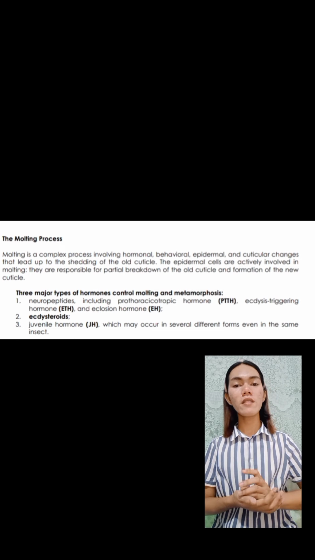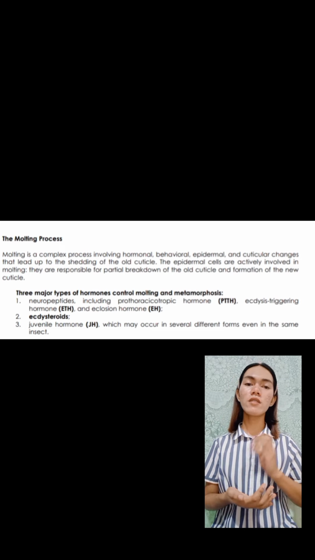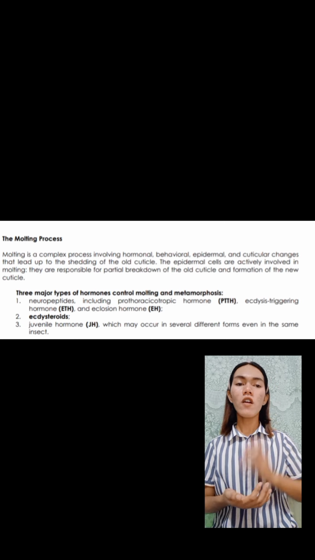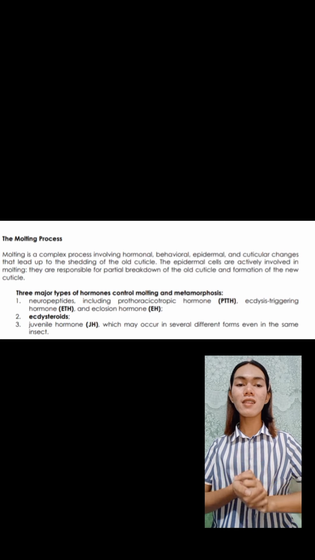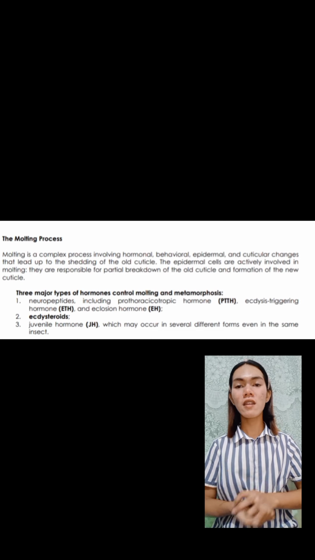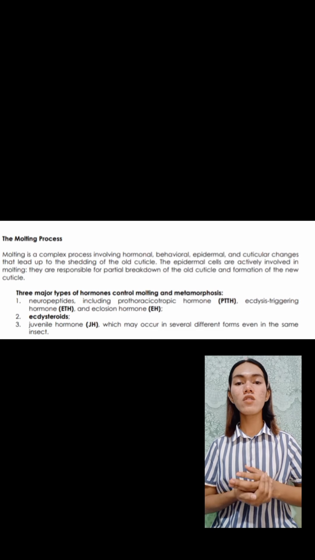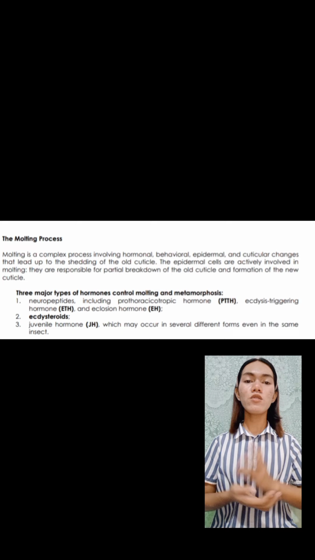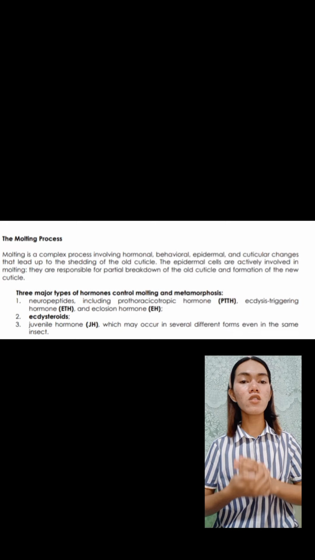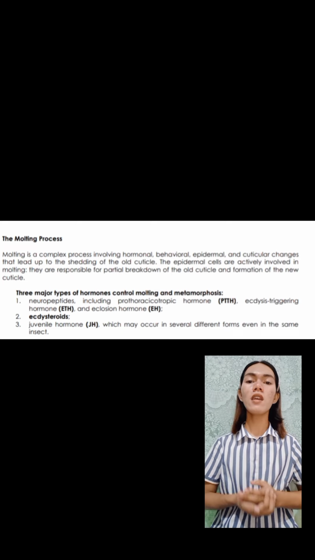Ito yung command chemical to trigger a behavior sequence critical for shedding of the exocuticle in insects of the larval stage. And the last is eclosion hormone or yung EH. It triggers the sequence of events leading to emergence of the adult from the pupa.